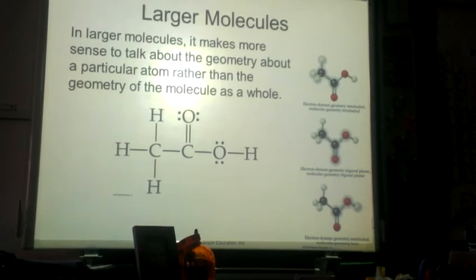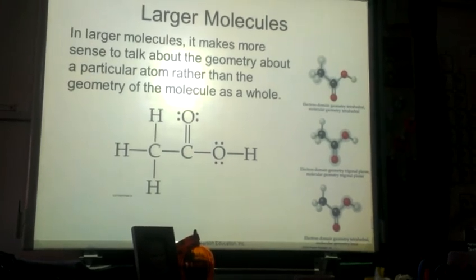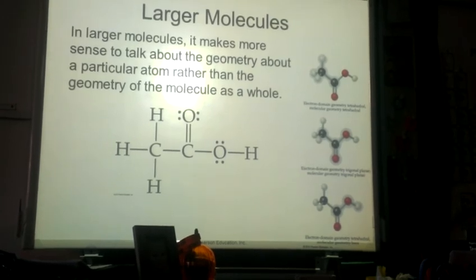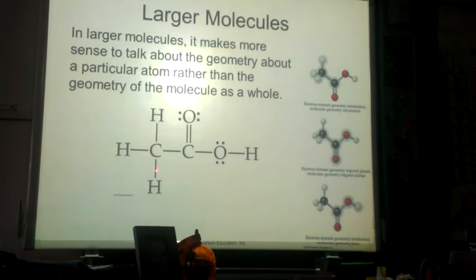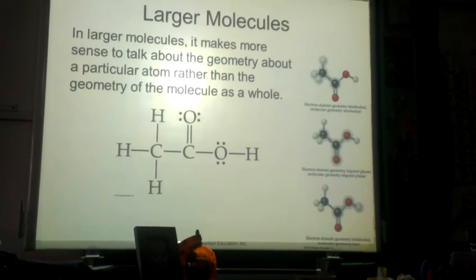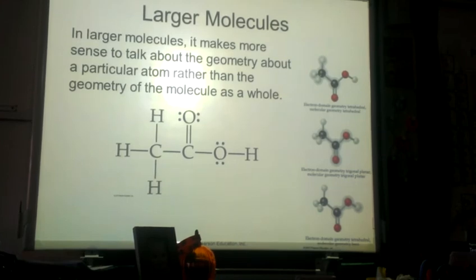So for example, I could think about what's the geometry, electron domain geometry, and molecular geometry around this carbon. I could also do it around this carbon, and I could also think about the oxygen and what its molecular geometry is. So let's just do one at a time. So I have carbon here, and it has 1, 2, 3, 4 electron domains. They're all bonding. So its electron domain geometry would be tetrahedral because there's 4 electron domains. And its molecular geometry would be tetrahedral still because it's 4 bonding, 0 non-bonding.